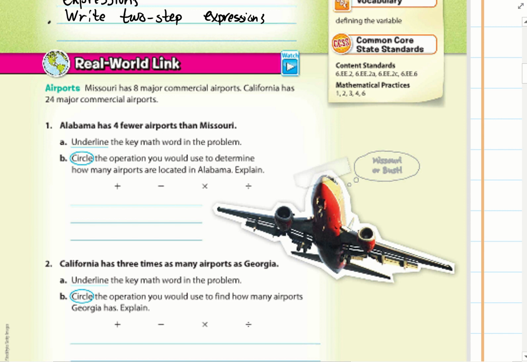So one thing we know is fewer is going to tell us what kind of operation to use. This is B, the operation you would use to determine how many airports are located in Alabama. We're going to say subtraction because the key word is fewer. Fewer means subtract.